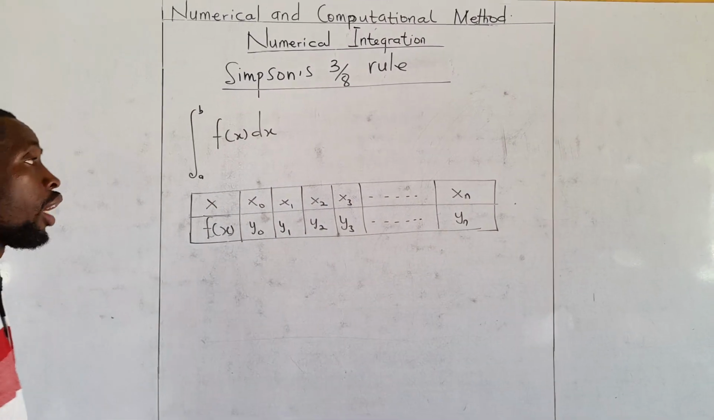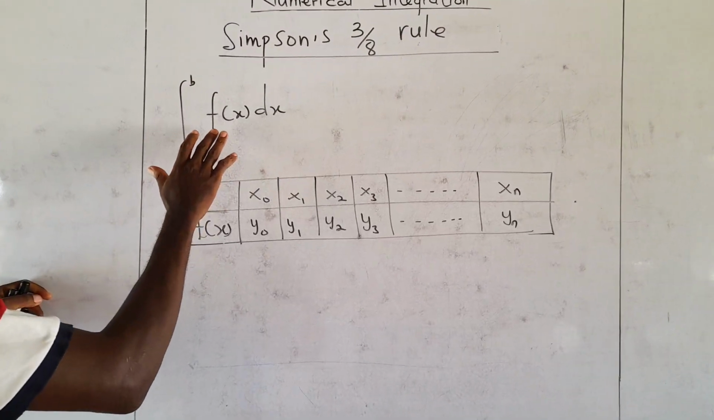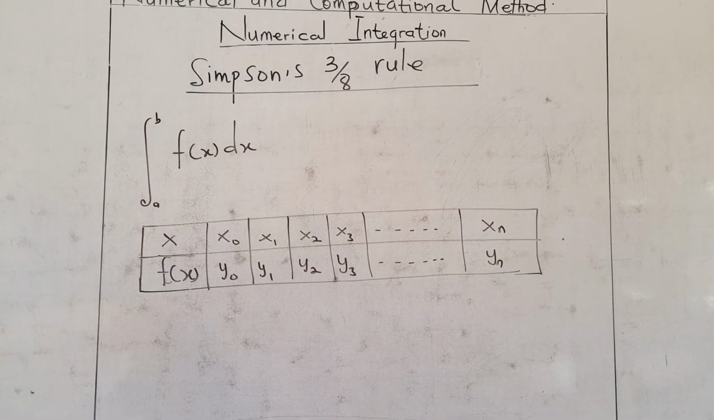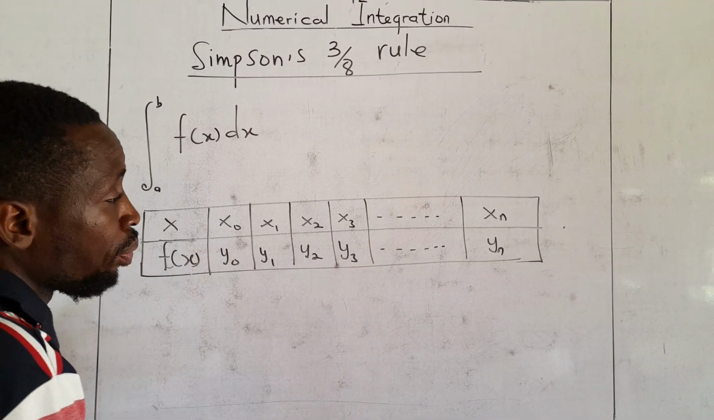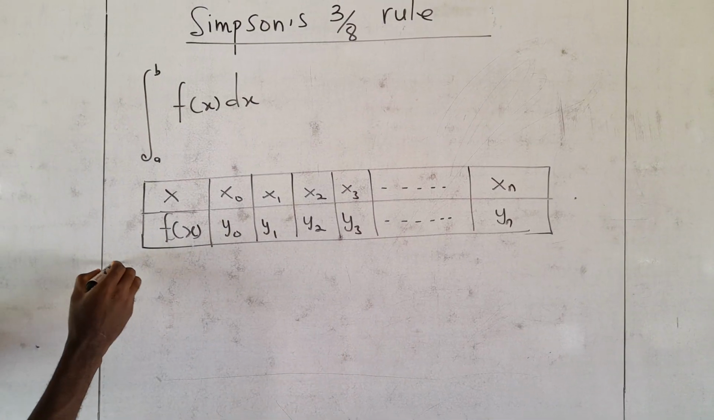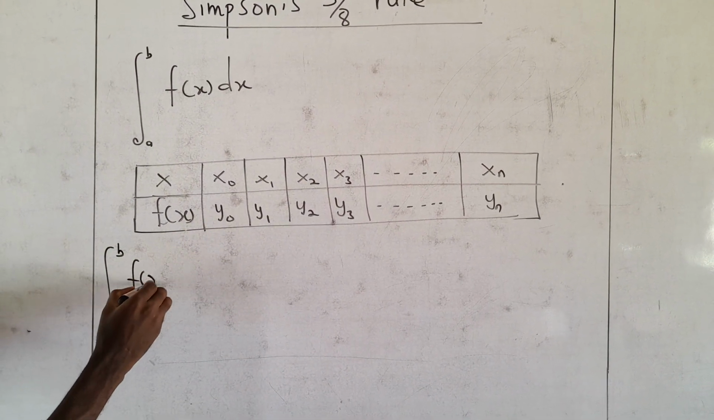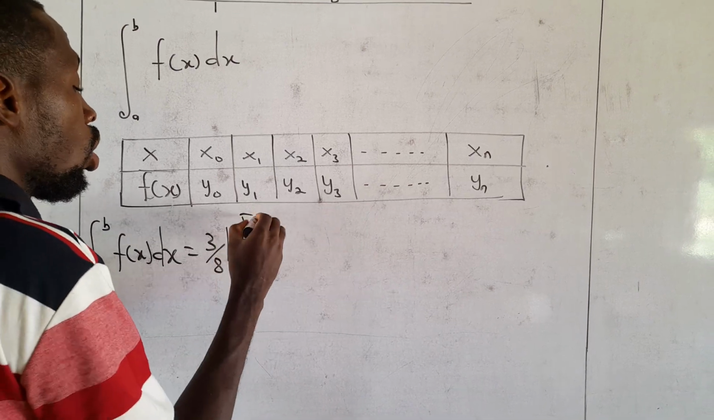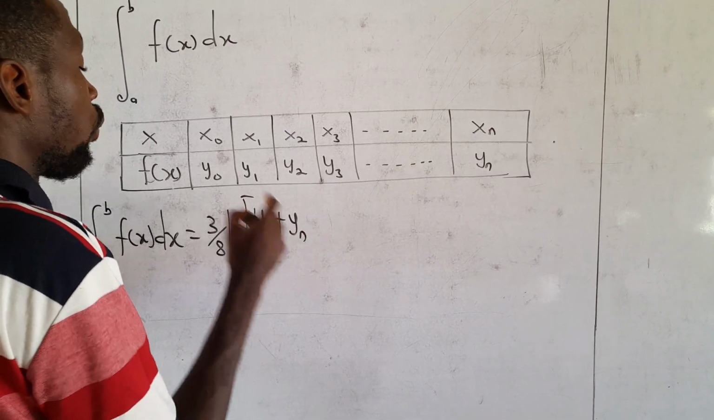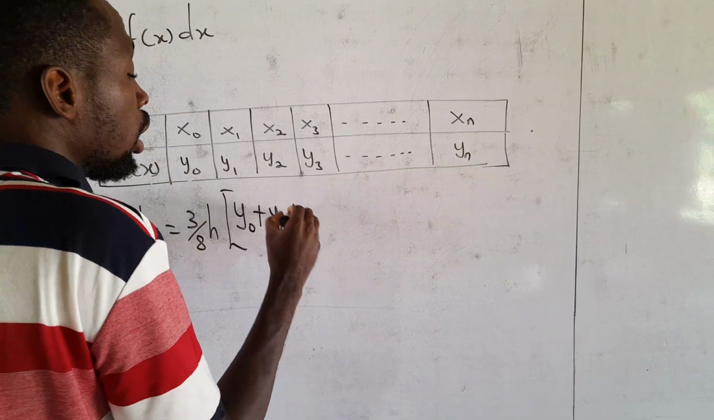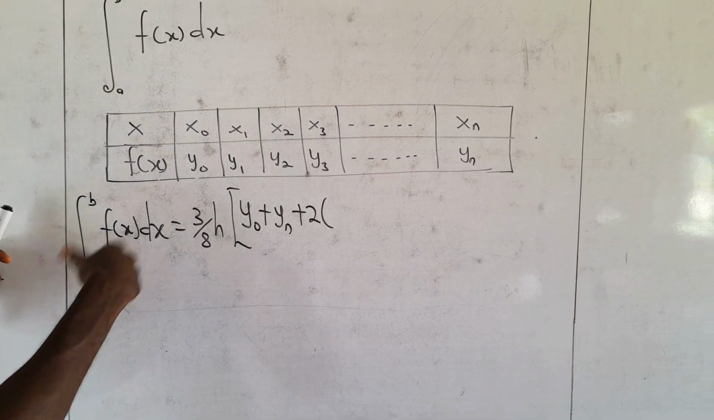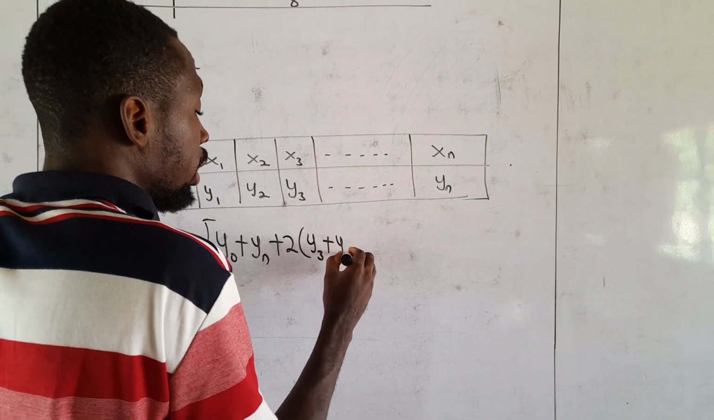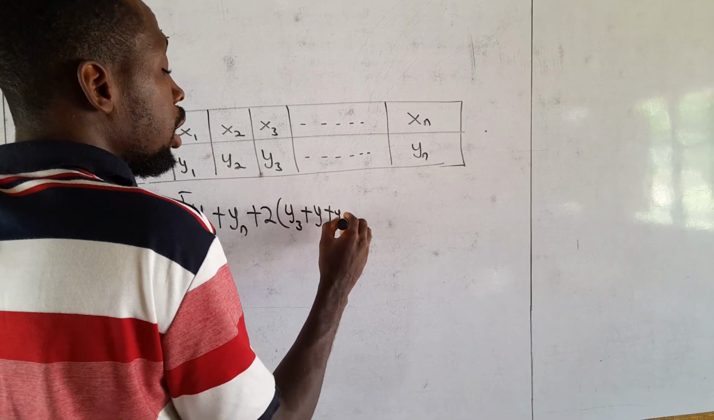So with Simpson 3/8 rule, when we are asked to find the area of a curve f of x, that's the integral from a to b of the function f of x dx, and the table values of x and f of x are generated as this, then the integral from a to b of f of x dx will be equal to 3h over 8 bracket y0 plus yn, that's the first value of y plus the last value of y, then plus 2 times all the values of y that are in multiples of 3 position, that's y3 plus y6 plus y9 in that order.